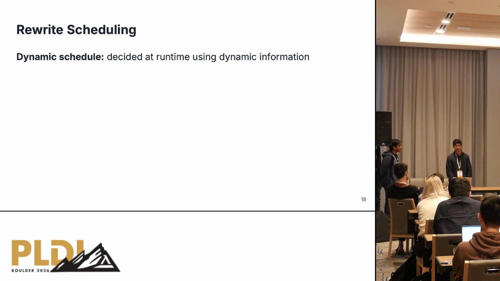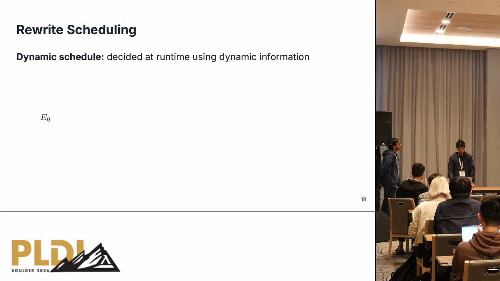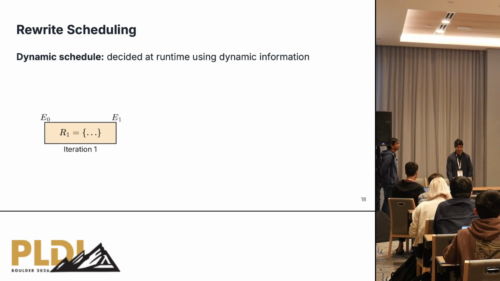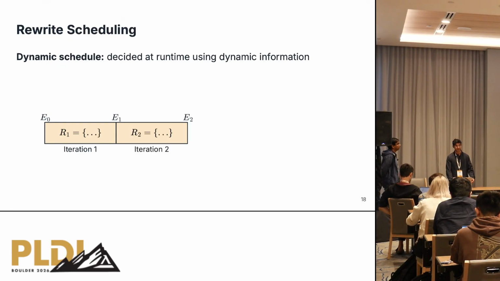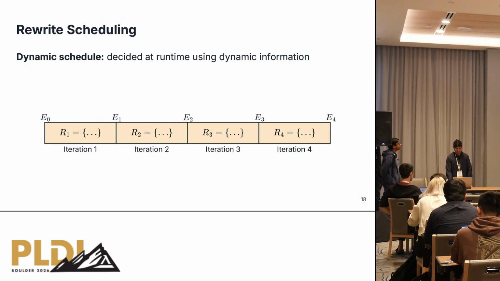Clearly, static schedulers are limited in the amount of information they have with which to make their scheduling decisions. So the next type of scheduler is a dynamic scheduler. A dynamic scheduler decides its schedule at runtime based on dynamic information. So based on whatever initial E-graph it sees, the scheduler can then pick its rewrites R1 and get a new E-graph E1. Based on this set of information, the scheduler can then pick its rewrites for the next iteration, etc.